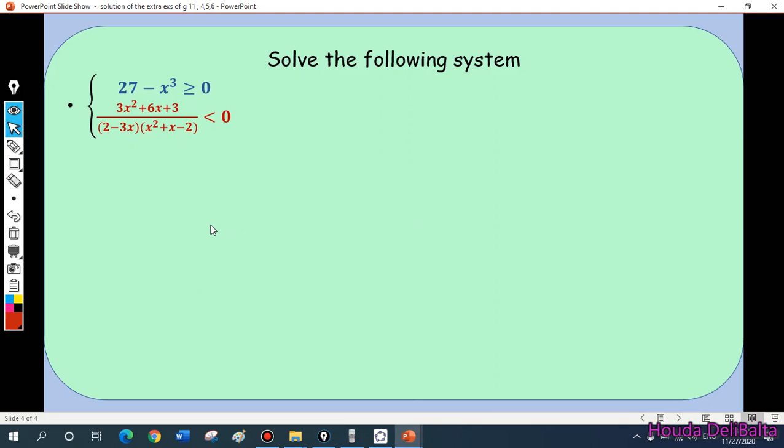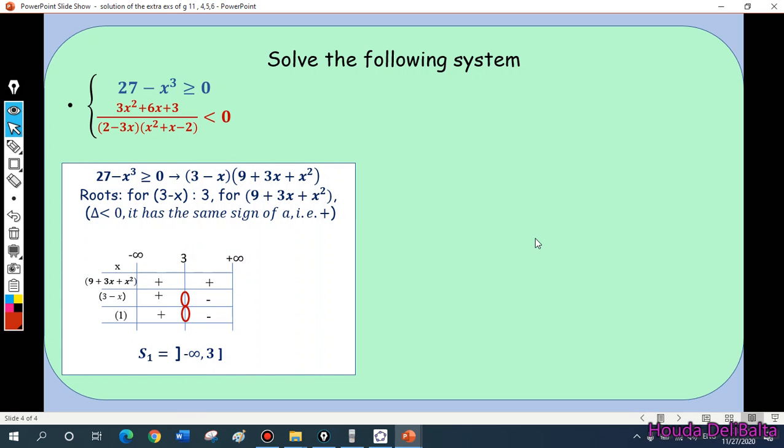And finally, dear grade 11 students, we reached the last training exercise, the third one, and we have to solve the system. That's 27 minus x cubed greater or equal to 0, and (3x squared plus 6x plus 3) over (2 minus 3x) into (x squared plus x minus 2) less than 0. Now the first one, let's call it 1 here, and here is 2 for the second one in order to put it in the table.